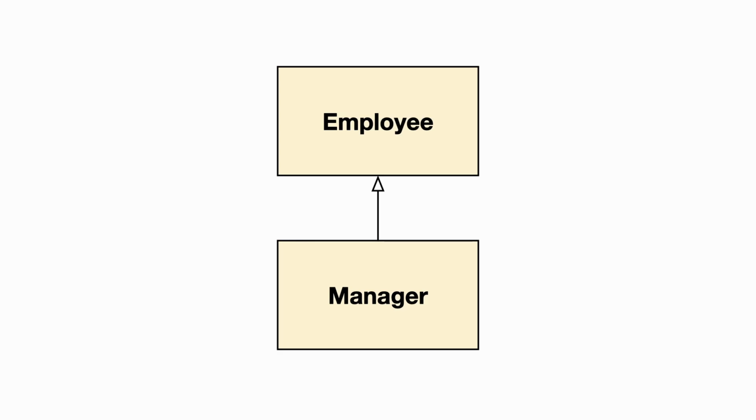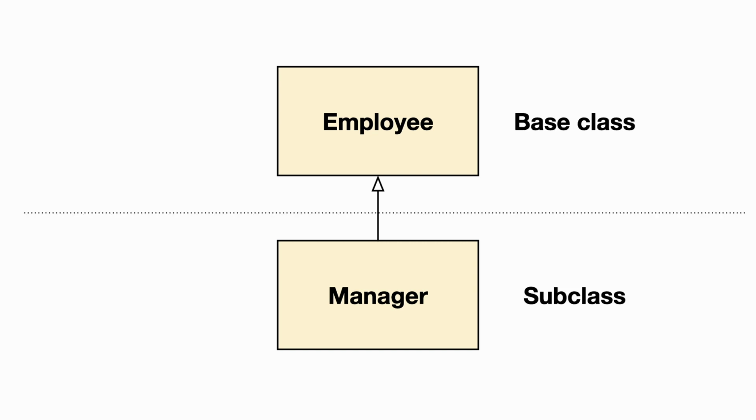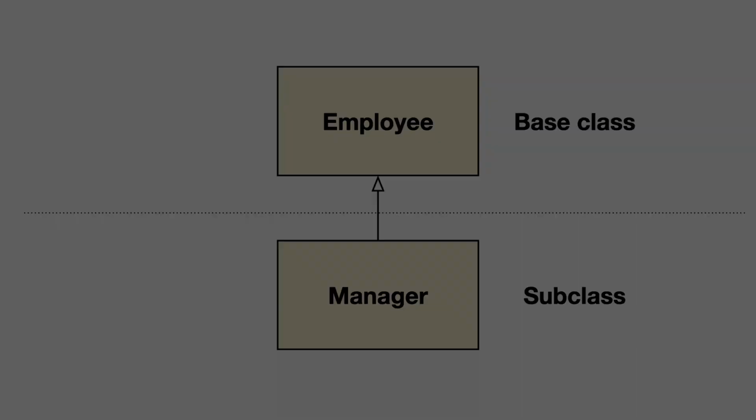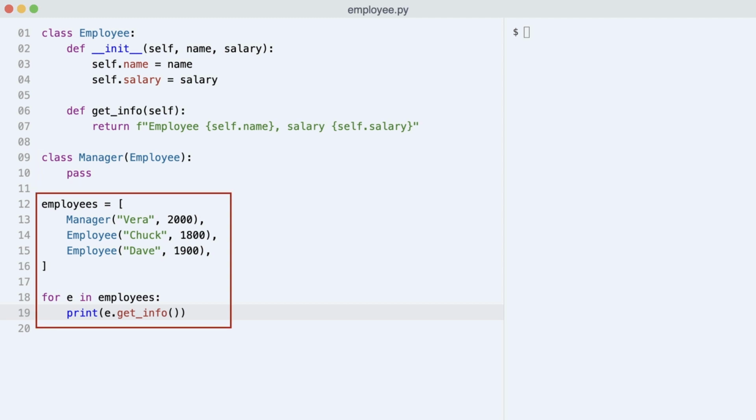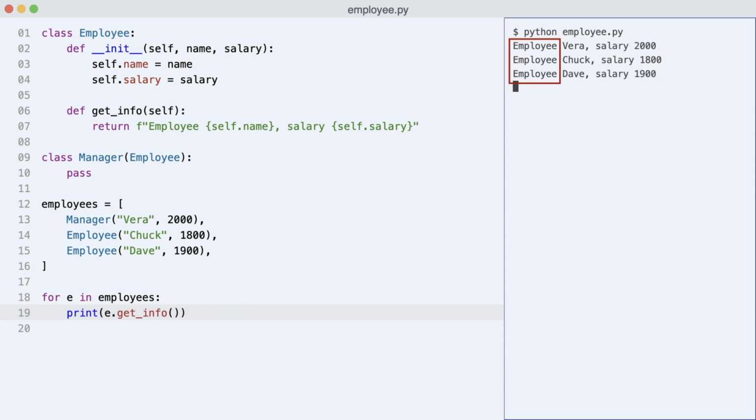This diagram shows an inheritance relationship between the Employee class and Manager class. In this course, I will call the top class the base class and the bottom class the subclass. The subclass inherits from the base class. By subclassing the Manager, I created a problem, however. I create the employee list again. I execute the code. Look at the result. Manager Vera is displayed as Employee.